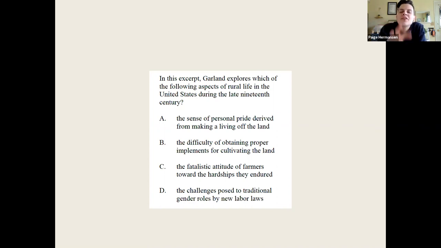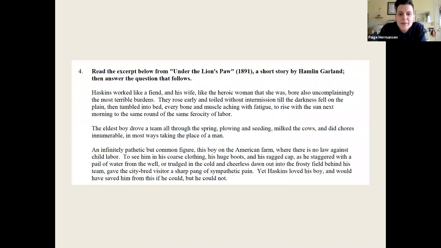I love the answer option D, by the way. Just a spoiler alert, we can get rid of it. The challenges posed to traditional gender roles by new labor laws. This says not a single thing about labor laws, and it doesn't say a single thing about any issue related to gender, right? Emily says it legit says nothing about gender roles. I'm wondering if maybe what this is going for is a student who's not really reading the passage, who sees, you know, Haskins works like a fiend and his wife, like the heroic woman that she was, bore uncomplainingly the most terrible burdens. Yeah, right. Emily says it does say one thing about labor laws.